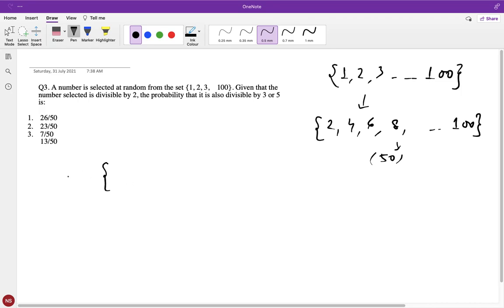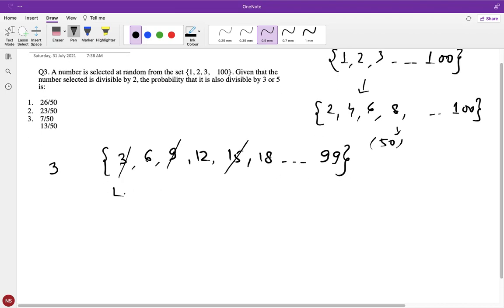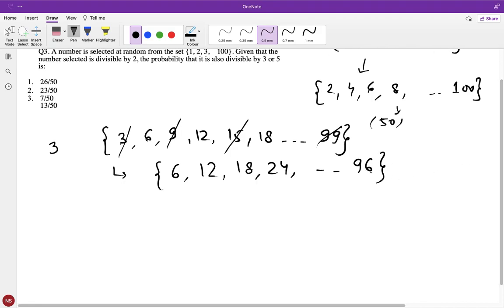So the set of numbers from 1 to 100 which is divisible by 3 is this, right? We'll go till 99. Now it is given that the numbers are divisible by 2, so all the odd numbers are gone. So what is the set of numbers divisible by 6 in our given case? 6, 12, 18, 24, even 99 is gone, so 96 would be there. It's divisible by 2, 32 numbers, and is divisible by 3. So this is the set of numbers which is divisible by 3. This is the total number of options which are given to us, which is 50 numbers.